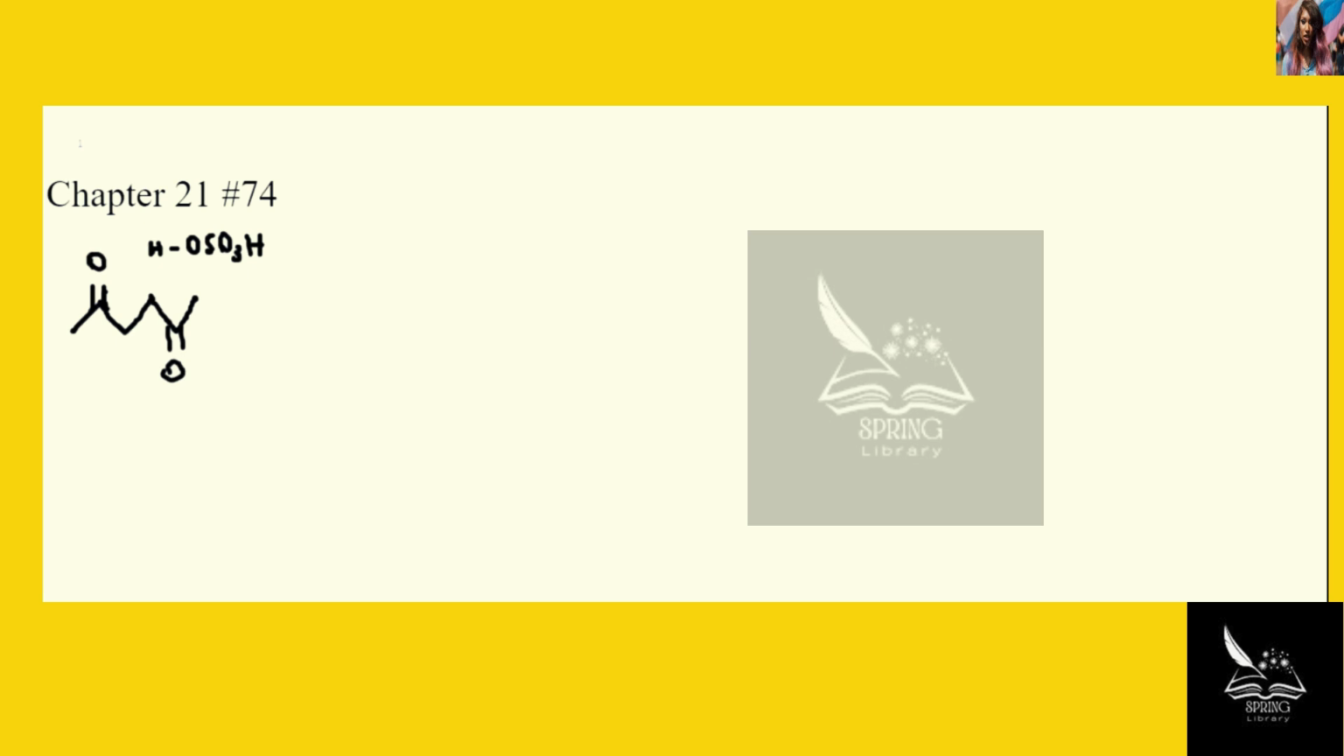This is the answer to Chapter 21, problem number 74 from the Smith Organic Chemistry textbook. This problem asks us to draw a stepwise mechanism for the conversion of this diketone into a furan. Are we told that this takes place under acidic conditions? Yeah, okay. So the problem tells us the only reagent that we're using is sulfuric acid.